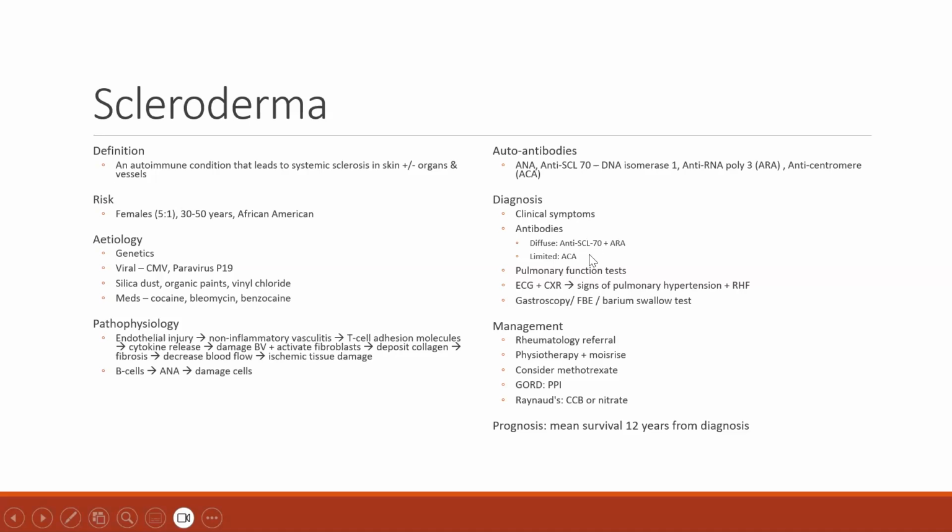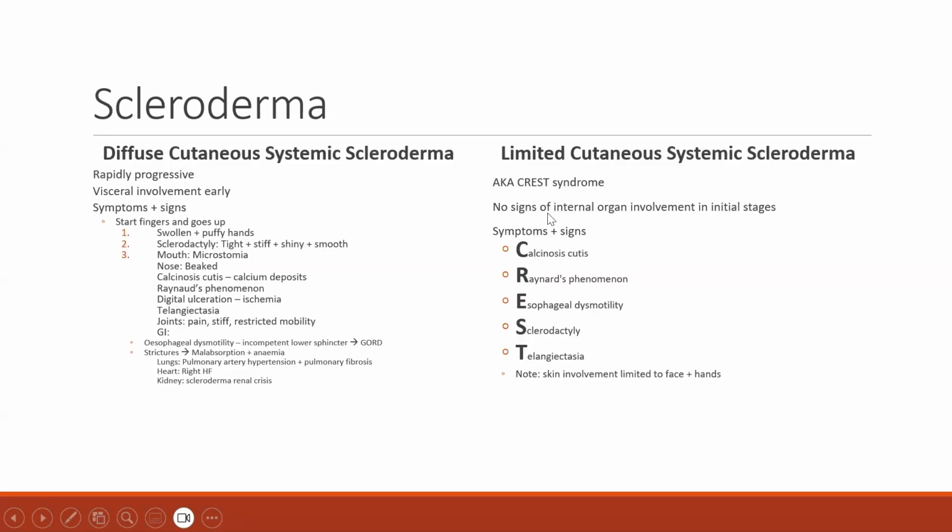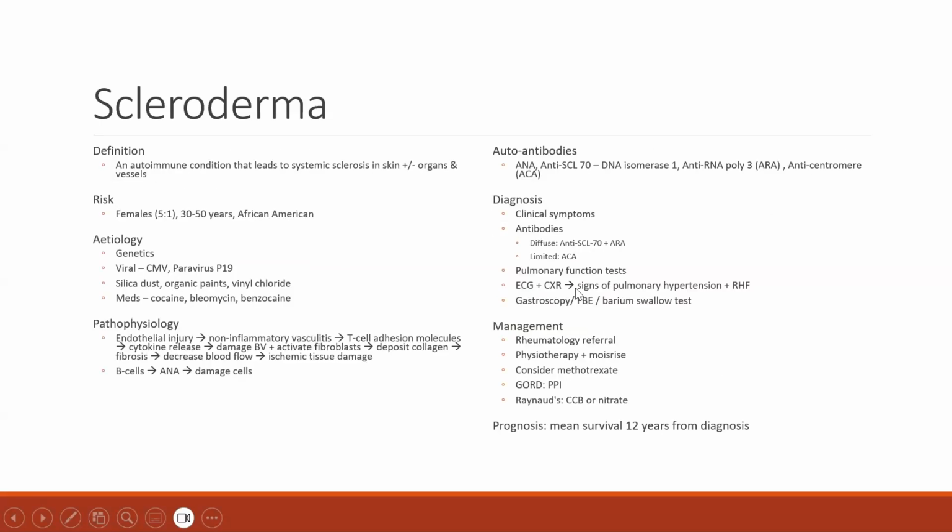We also have to do some pulmonary function tests, and because it's a multi-system involvement, an ECG and chest X-ray and gastroscopy, barium swallow test, and so on. So the only reason I included the management and diagnosis here is because I have no space in the next slide, sorry. Management, we need rheumatology referral.